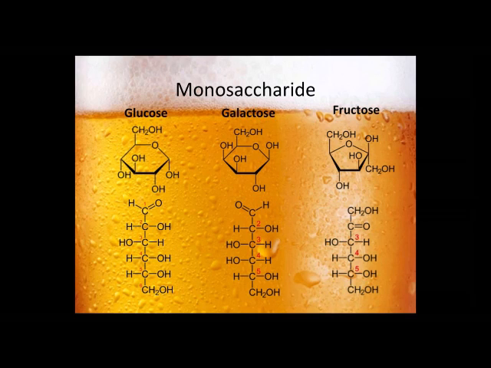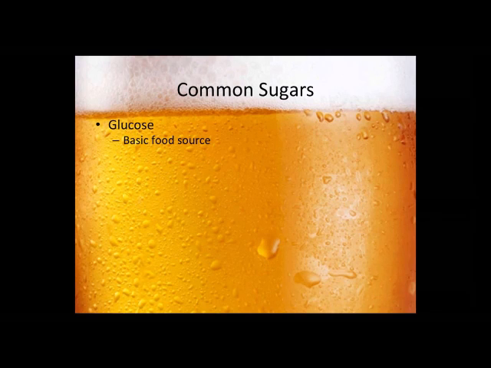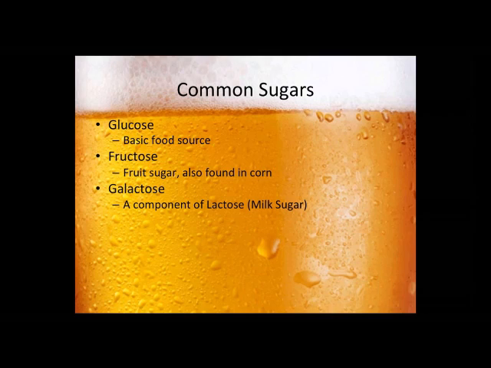Each one of these can also undergo rearrangement to the cyclic or ring form. Like I said, these are all sugars. They have different sweetness levels. They're all monosaccharides. Let's introduce some common sugars. Glucose, basic food source. This is the basic sugar. Fructose, it's a fruit sugar, also found in corn. Galactose, it's a component of milk sugar or lactose. All 3 of these are monosaccharides.